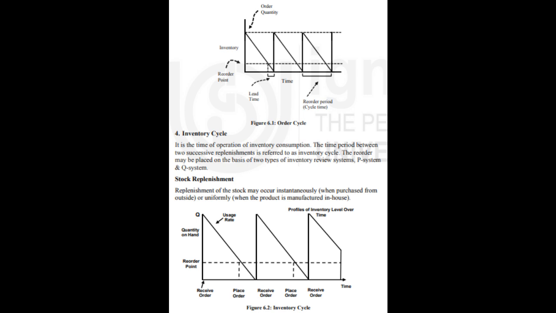4. Order cycle. The time period between placements of two successive orders is referred to as a reorder cycle. The reorder may be placed on the basis of two types of inventory review systems, P-system.